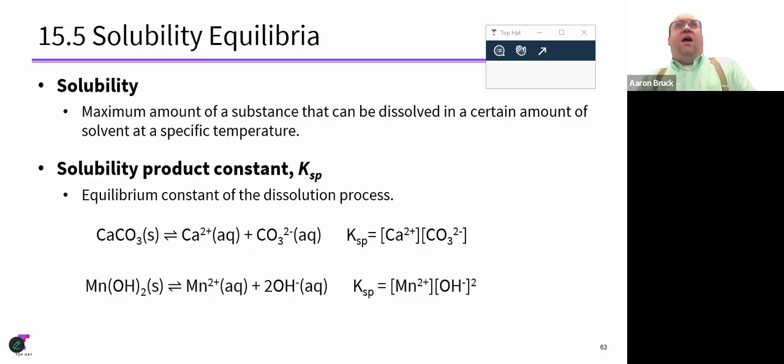If I try to take iron 3 hydroxide and dissolve it in water, it's not going to do so very much. And on the flip side, if I put two solutions together and one of the products of that reaction is calcium carbonate, I'm going to expect to see a solid forming in the bottom of that test tube or in the bottom of that beaker.